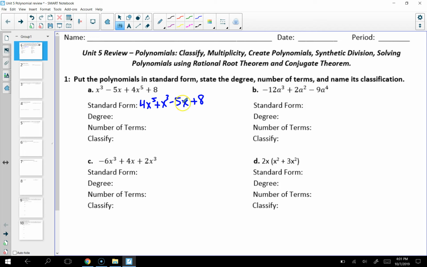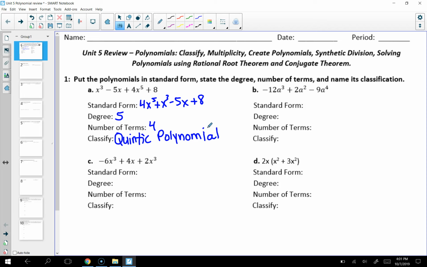The degree of the function is the highest exponent, which here is 5. Number of terms, there are 4 different pieces. So that makes this, because of the 5 as a degree, it's a quintic. And then to have 4 terms just makes it a polynomial. This makes it a quintic polynomial. Remember, when you classify it, it should be 2 words. It has to go with a degree and number of terms.